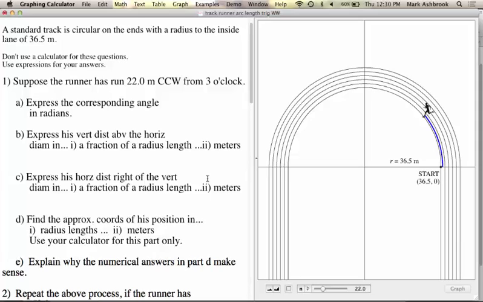Okay, so you're expressing these exactly. You're writing expressions that give the answers exactly, A through C, exact answers.